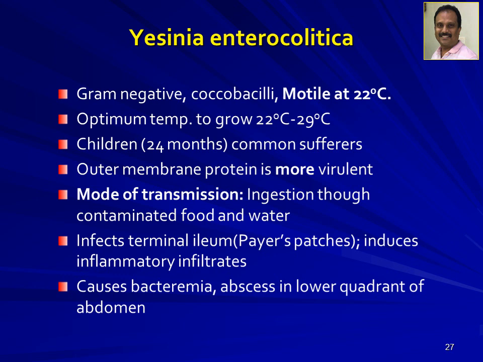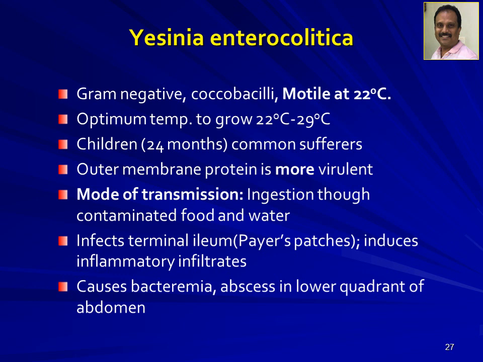And the next one is Yersinia enterocolitica, which is again a gram-negative coccobacillus. The important point to remember is they are motile at 22 degrees centigrade. The optimum temperature to grow these organisms is 22 to 29 degrees centigrade. Absolutely, it won't grow at 37 degrees centigrade. Children, the age group around 24 months, are common sufferers. In this particular organism, the outer membrane protein is more virulent, and it's responsible for its pathogenicity.